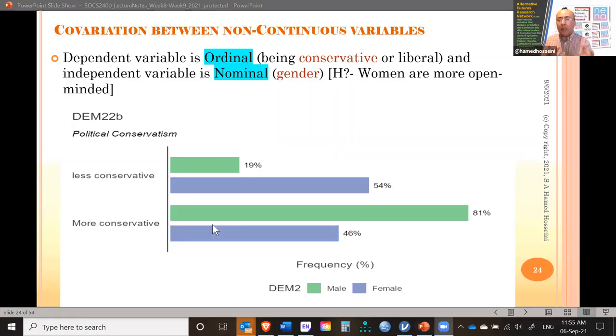We're comparing men and women, so we don't have increasing gender, okay? So a scatter plot goes out of the window. We don't have increasing gender, so we have male and female, and we want to know how conservative they are. I mean, are they less conservative or more conservative when it comes to their voting, right?